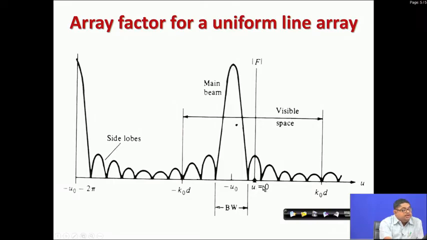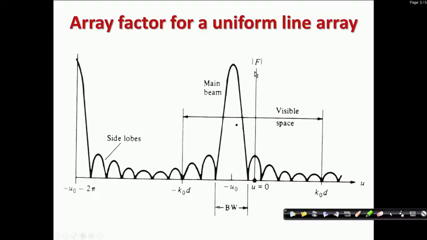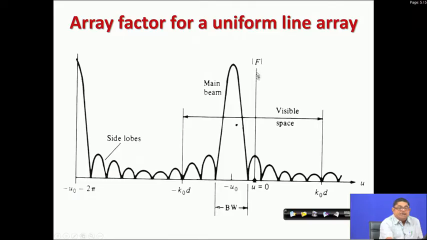The peak is not at u equal to 0, the peak is at u equal to minus u naught. If you make u naught 0, then the peak comes at u equal to 0. Now, what is u naught? U naught depends on the progressive phase shift. If I do not give a progressive phase shift, as we have seen in broadside cases, then the main beam will come at this point, but otherwise it is at minus u naught.